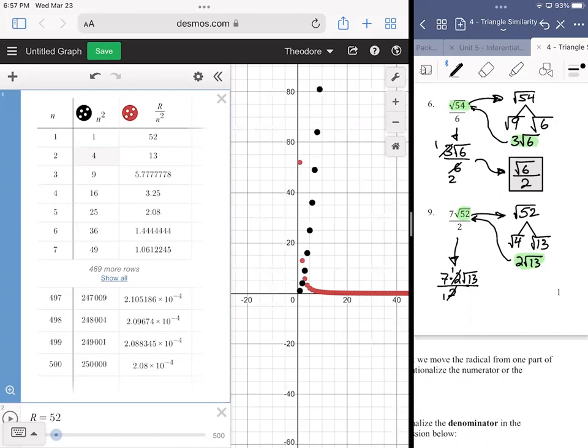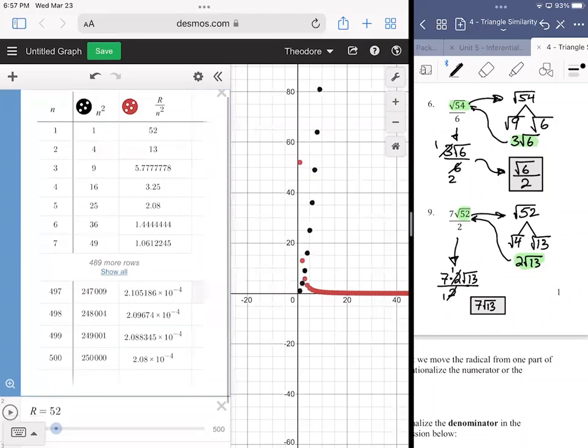7 times 1 on top is just 7. Rad 13 comes along for the ride, but I can't actually multiply the 7 and rad 13. The best I could do is write them adjacent to one another. On the bottom, I have a 1. So anytime you represent a fraction over 1, it's just the numerator. And so that would be my final answer.